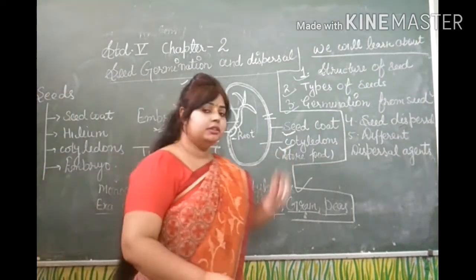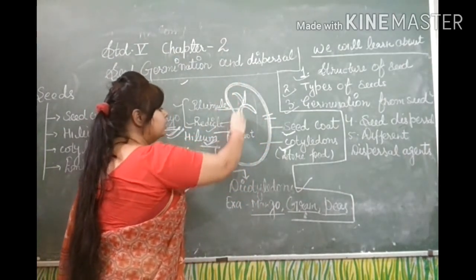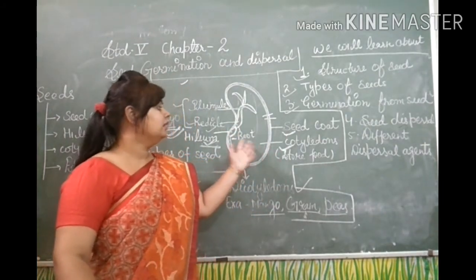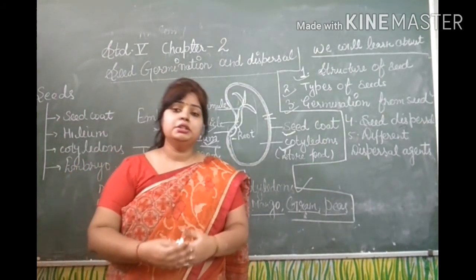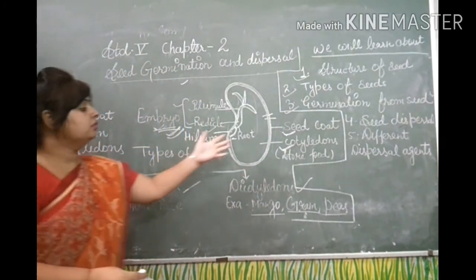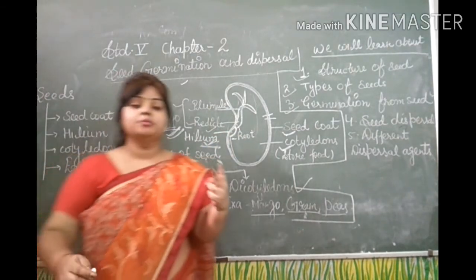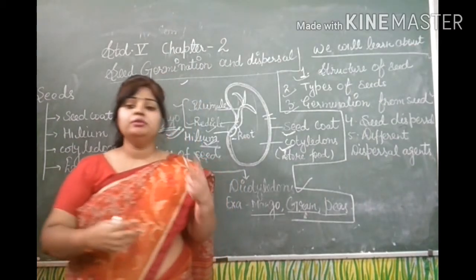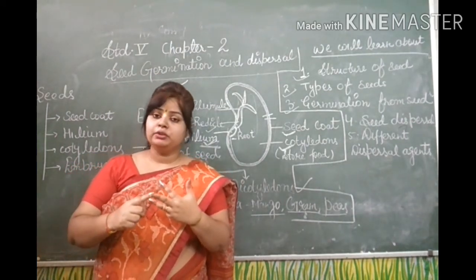Next part is cotyledons. If we break the outermost structure of the seed, we see a fleshy part inside the seed. The fleshy part inside the seed is its cotyledons. According to the number of cotyledons, seeds are divided into two types. Based on the number of seed leaves or cotyledons, the first is monocotyledon and second is dicotyledon.